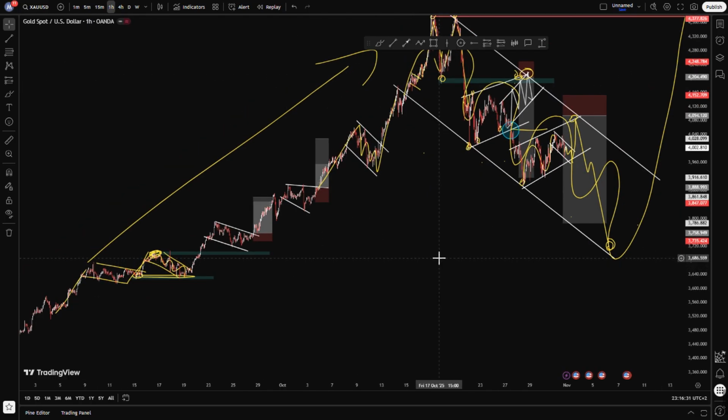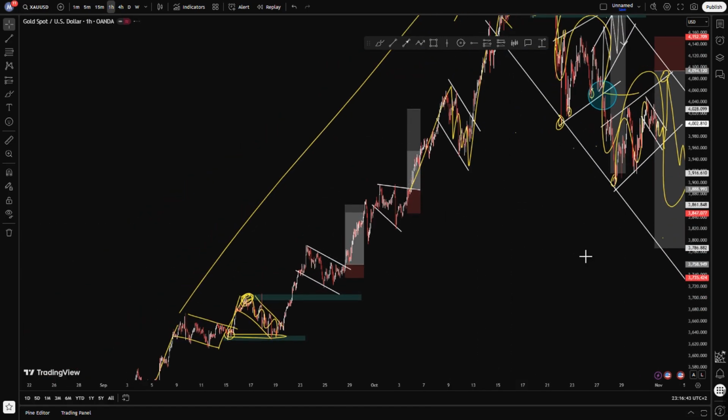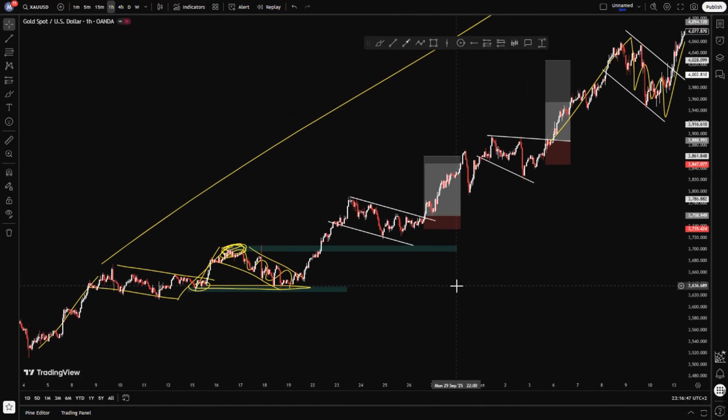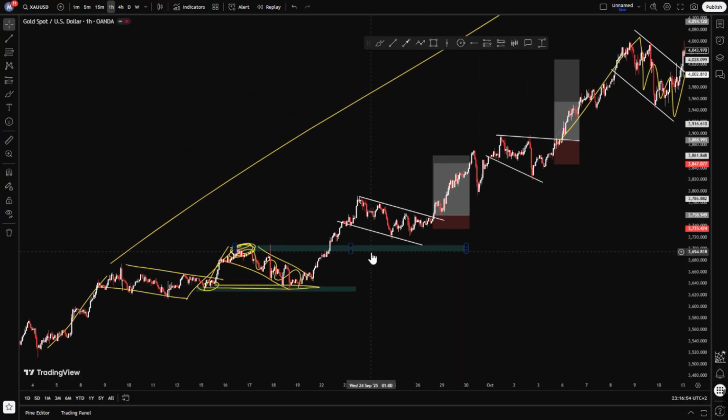And now just look at this chart, guys. This is how messy your charts should be. But of course, this is too messy. It does not have to be too messy like this, but let's take it from here, okay? Now this is the importance of backtesting.